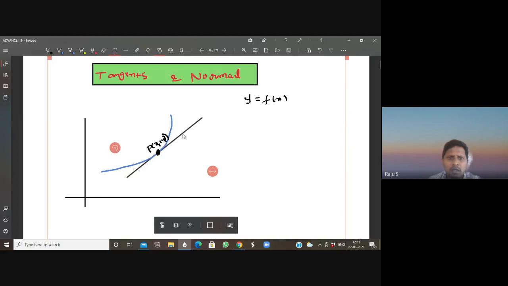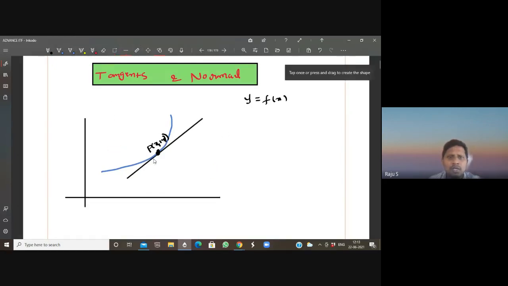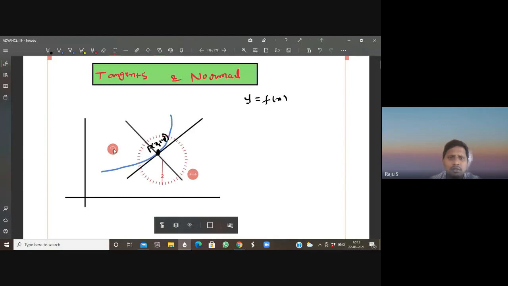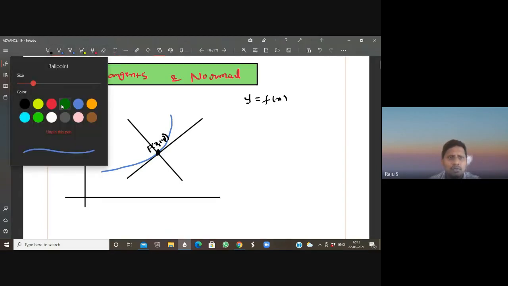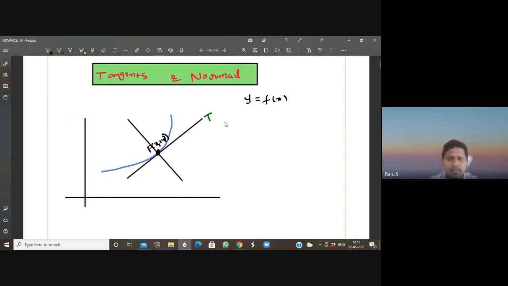Then what about the normal? Normal is always perpendicular to the tangent. Clear, students? The angle between the normal and the tangent is always 90, so both will be perpendicular to each other. Here, capital T is the tangent and capital N is the normal.